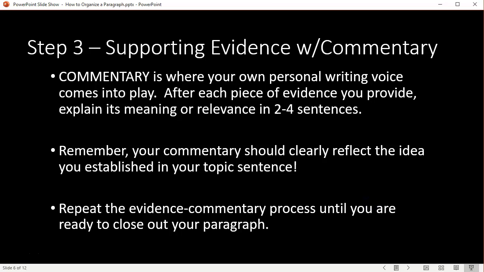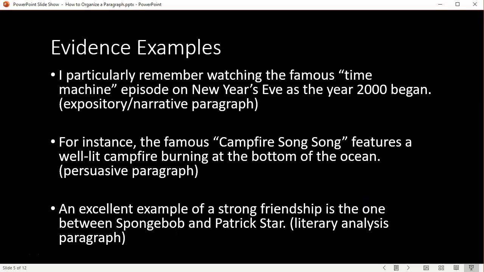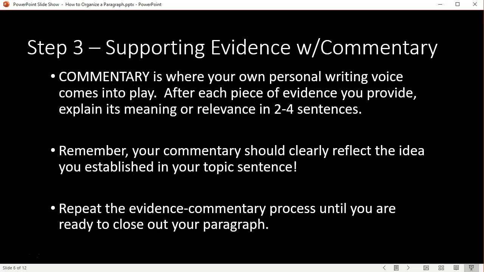The next step is to support that evidence with commentary. If we look at the evidence again, as we noted a moment ago, this evidence itself, although it does lead to proving our topic sentences, on its own doesn't quite prove them very well. We need to explain this evidence. So commentary is where your own personal writing voice comes into play.